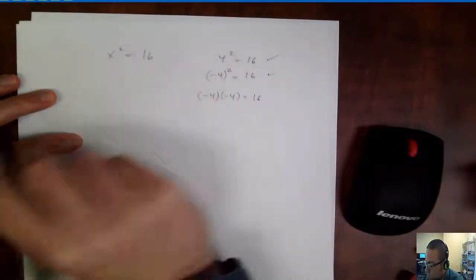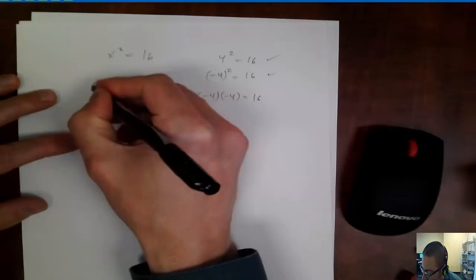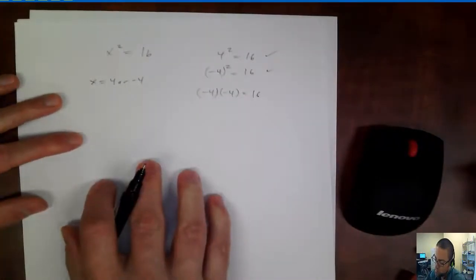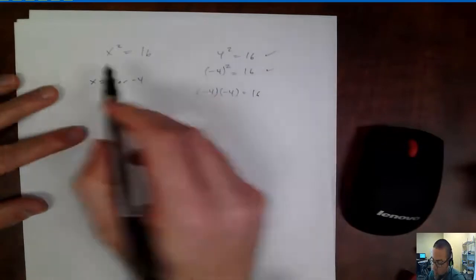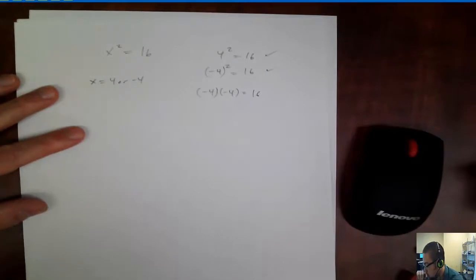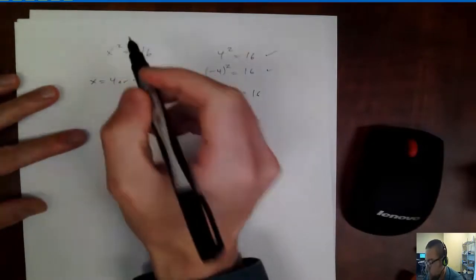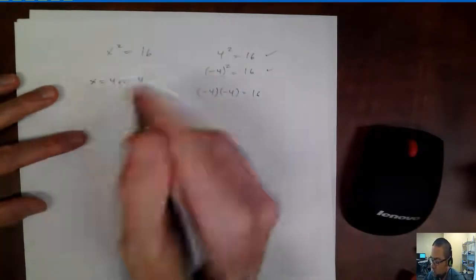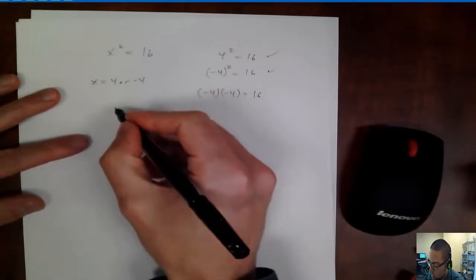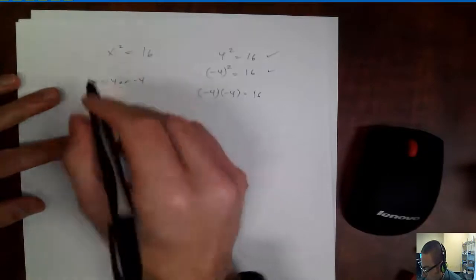And so let's see, it's x equals 4 or negative 4. So 2 solutions. That's what happens with these squares. Now, I want to make some rules about taking square roots, and the rule I want to make is that all square roots are positive. So it still works out.